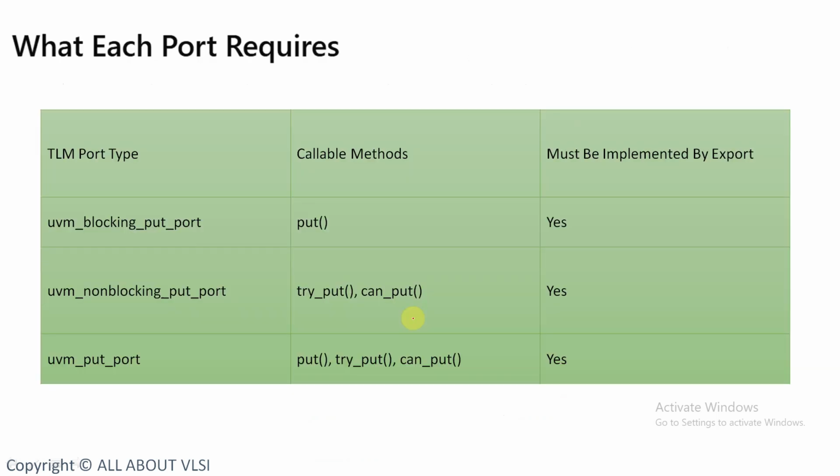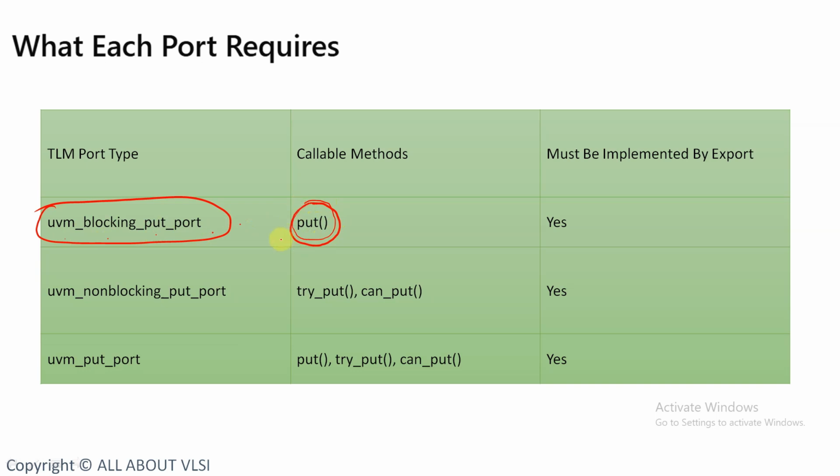So what each port requires, let us see. This is a very important concept. Let us try to understand which method each port is actually calling. Basically, UVM blocking put underscore port, this particular port we have seen in our previous sessions. Also we have written some code with the use of EDA Playground. If any initiator has this particular port, this port can only call a method which is known as the put method.